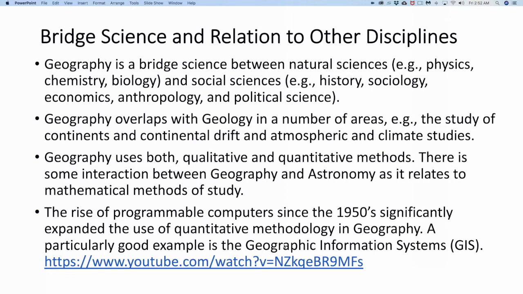The rise of programmable computers since the 1950s significantly expanded the use of quantitative methodology in geography. A particularly good example is geographic information systems.